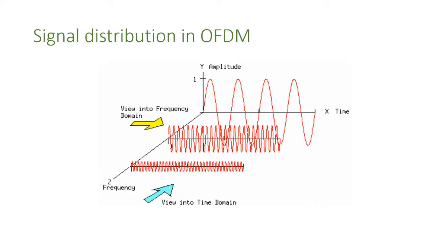So how OFDM distributes the signal, how the phase shift is done, and how multiple signals are combined and sent is shown here. If you see the first signal, it has the same time period, and the second signal the same time period, but the frequency is increased, so the particular signal can send a high data rate. Likewise, it can receive the data in an efficient manner. Likewise, another frequency, another signal is taken into account.